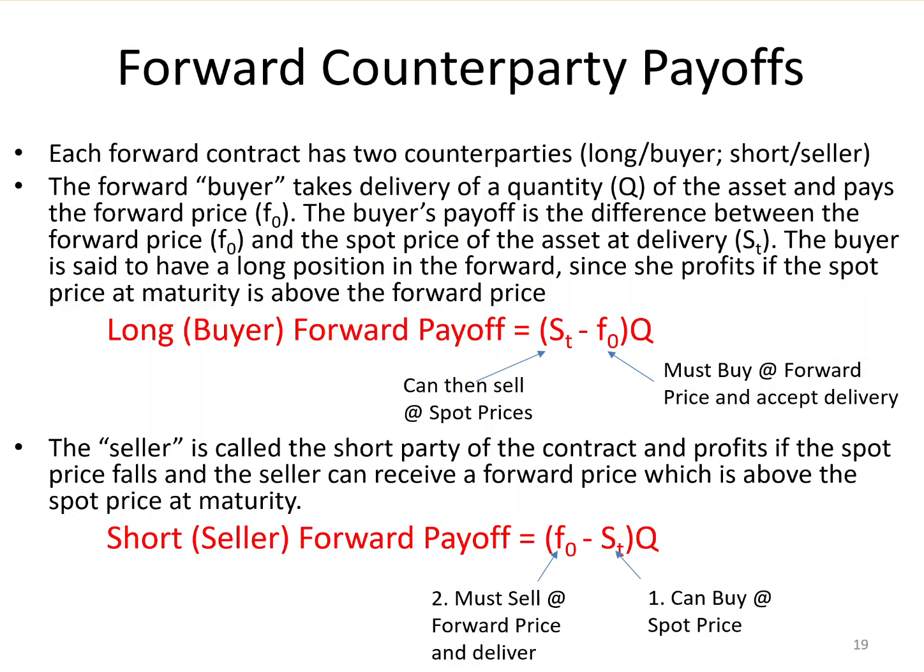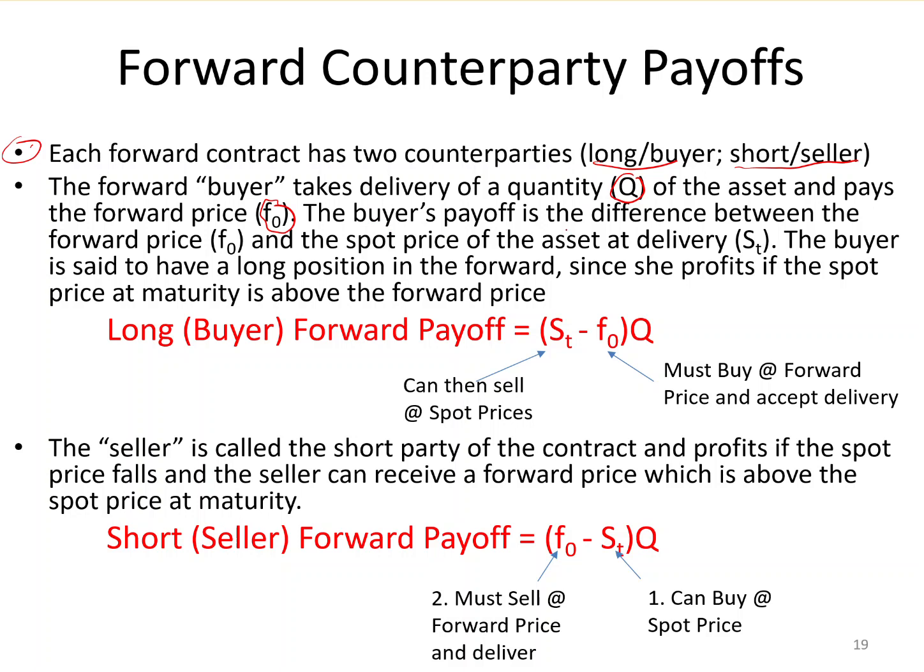So let's talk about the cash flows or payoffs to a forward contract. Remember, each forward contract has two counterparties that sign the contract. You have the buyer of the asset, called the long party, and the seller of the asset that delivers the asset, that's called the short party. Now the forward buyer takes delivery of the quantity Q of the asset and pays the forward price. We'll call it F0.